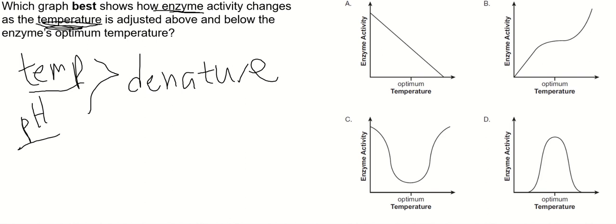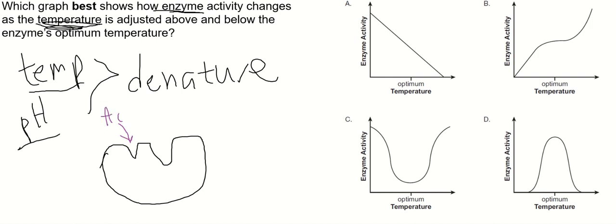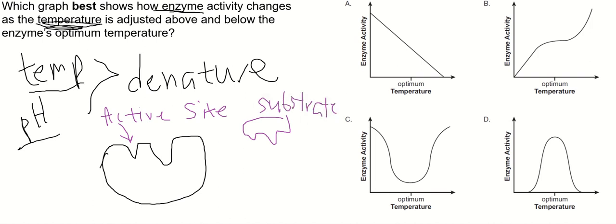So here's a very generic drawing of an enzyme with a very important active site. That active site has just the right shape to fit a substrate. And if that substrate doesn't fit, that enzyme can't speed up the reaction. It can't do its job. That is no good. That needs to fit.